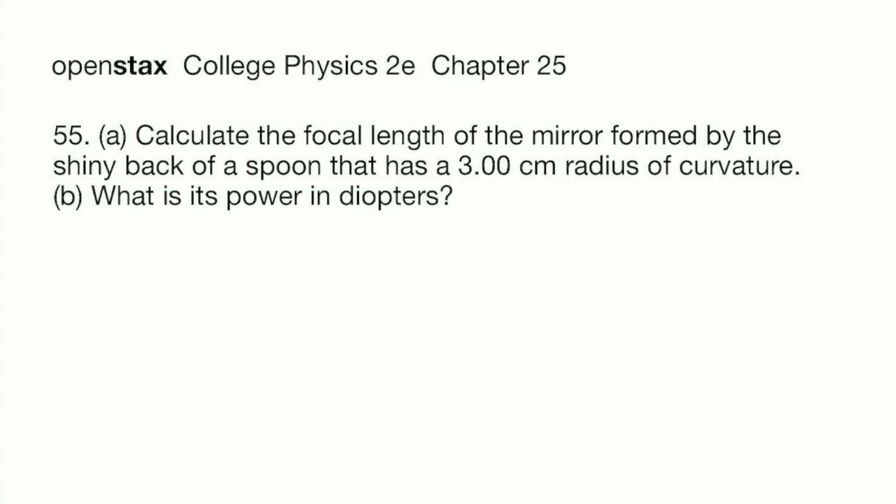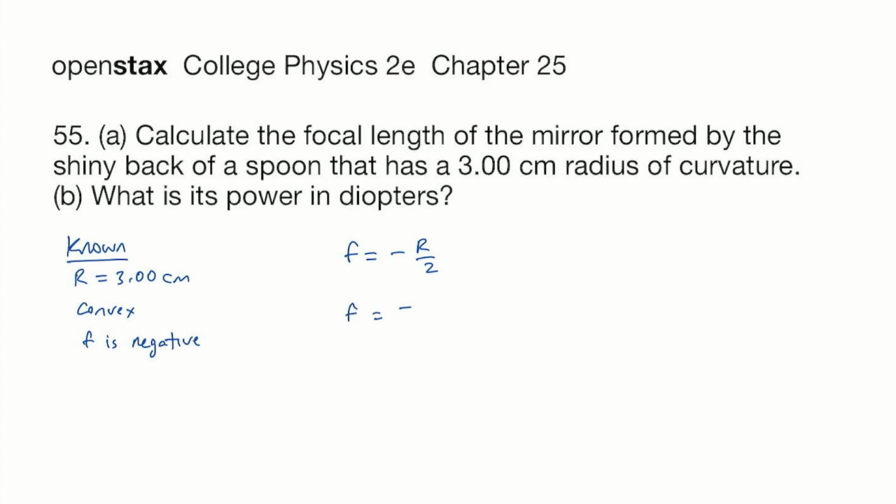Okay, so let's start with what we know. We know the radius of curvature is 3.00 centimeters. It's formed from the back of a spoon, so that means it's convex. And so we know that F is negative for convex mirrors. And so F is going to be minus R divided by 2.